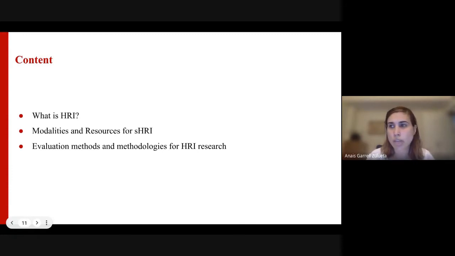So my talk today will have these three main items. I will start talking about what human-robot interaction is, just a short definition. Then I will present some modalities and resources for social human-robot interaction, and I will finish with the evaluation methods and methodologies for this research.